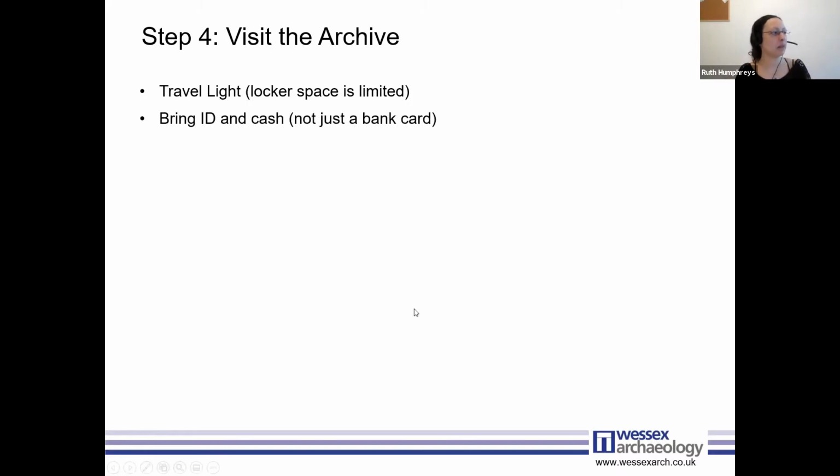So bring some ID. The reason for this is that most archives will have, there's two ways they do this. They used to have something called a reader's ticket. But the last few times I've been to archives, which admittedly is something I do a lot less these days because I have a lovely couple of minions who go to archives for me, they don't seem to be using these as much.